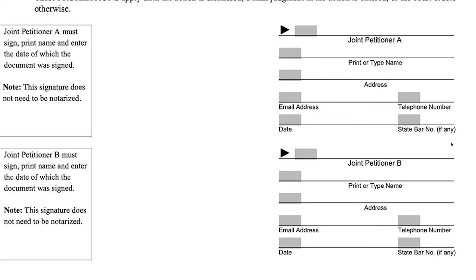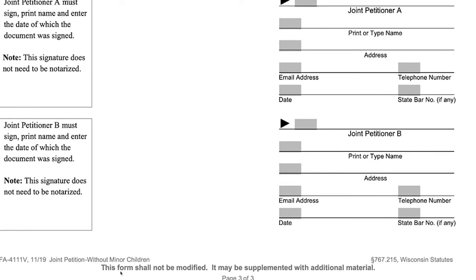They do have a little spot here at the bottom for a bar number, but that would only be if you're represented by an attorney. And finally, and again, don't modify the form. You can just add extra pages, but don't change the original form because it's got a very specific formatting. So that is how you would fill out the joint petition for divorce or legal separation without minor children, or Form FA 4111V.